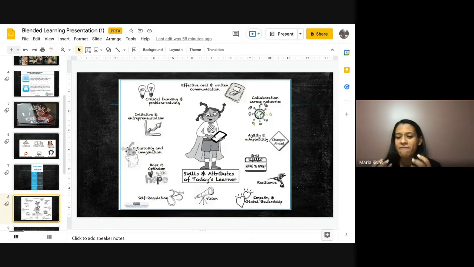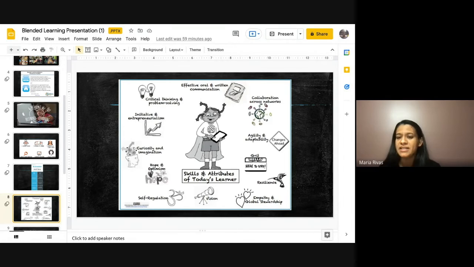How many of us did not have that as kids? We would have to go to the library to see what was going on in other parts of the country, maybe using encyclopedias and books. But now we have that technology where we can interact with kids and with adults from all over the world. These kids need to be agile, and they need to be able to adapt. Things change quickly, especially with technology, and we need to be able to adapt to different situations. They need to have resilience.